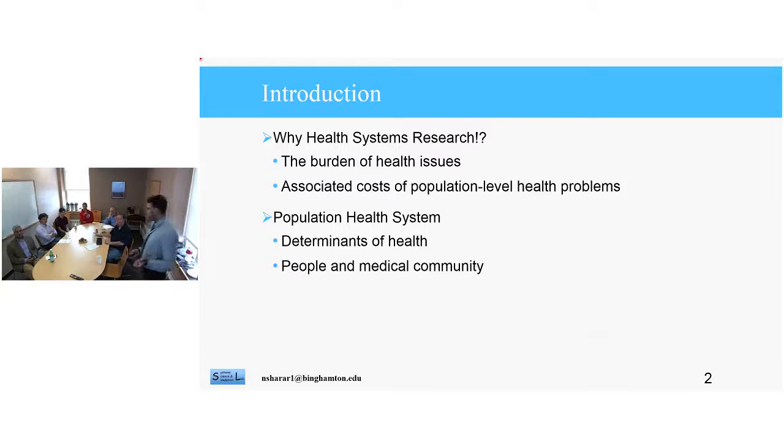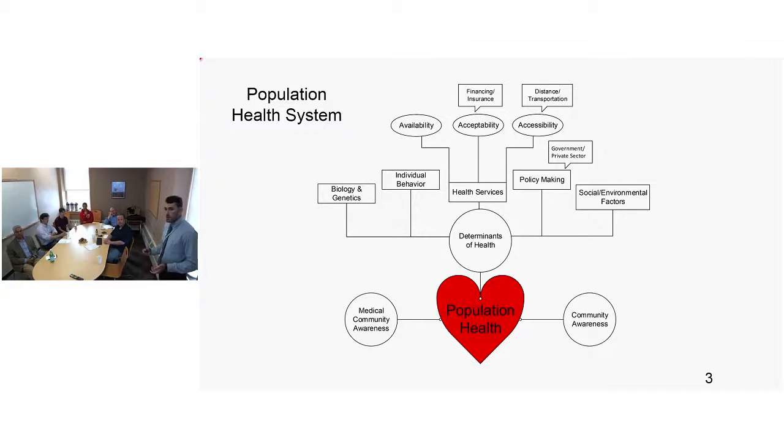When you look at population health problems, it mainly consists of two different things: determinants of health, and people and the medical community. Determinants of health consist of 5 different categories. We have social and environmental factors, health services, biology and genetics, and 2 other things. Also, very important are medical community awareness and community awareness.